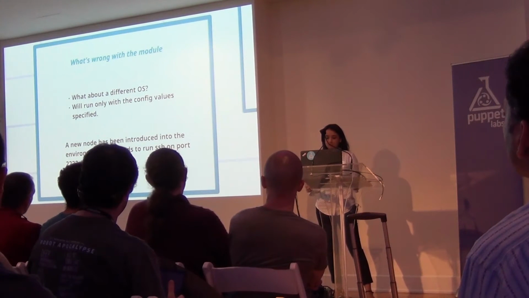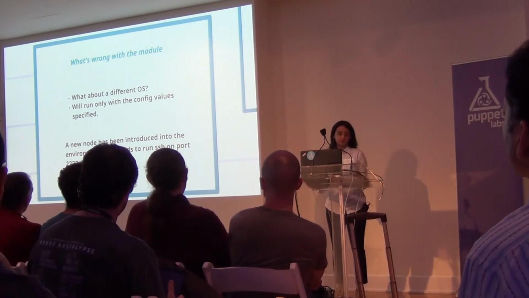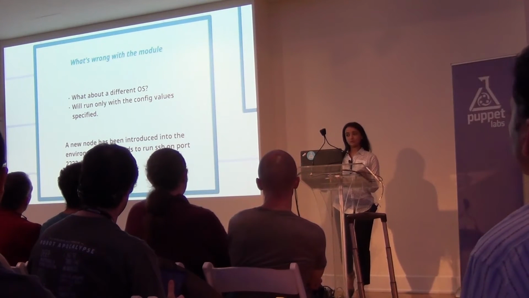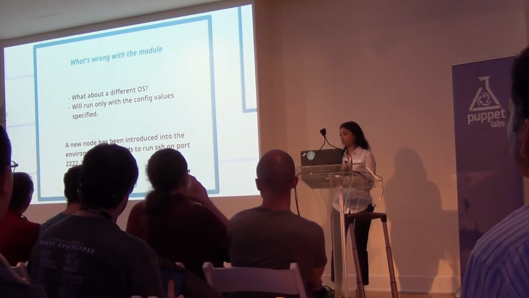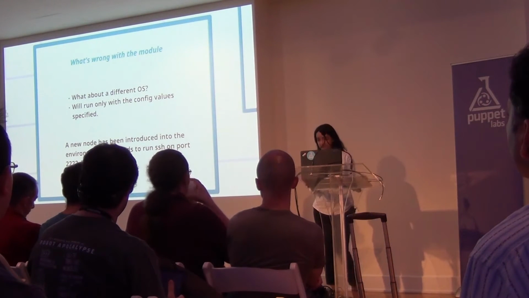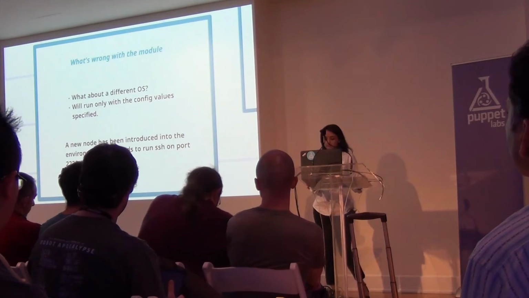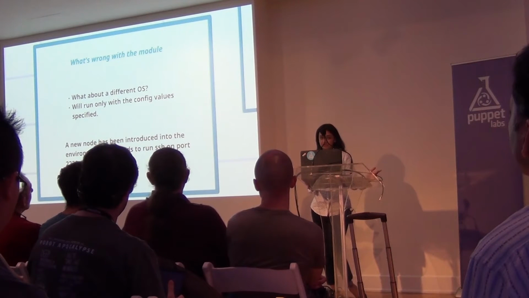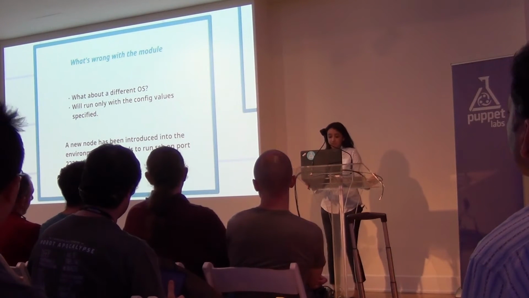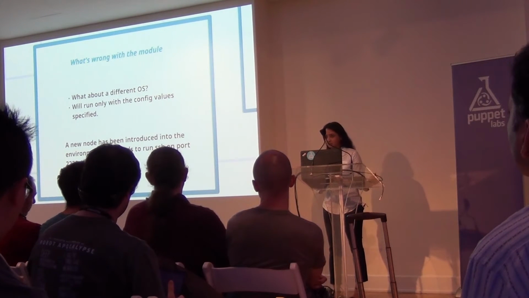And the config file is static. So it will only run the configuration values that you've specified in that static file. So it's going to run only on port 22 with login grace time of 20 or whatever that was. Now if a new node needs to be introduced in your environment, running say Red Hat, and it needs to run SSH on port 2222, what do you do now?